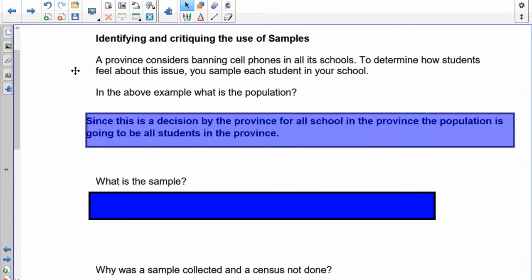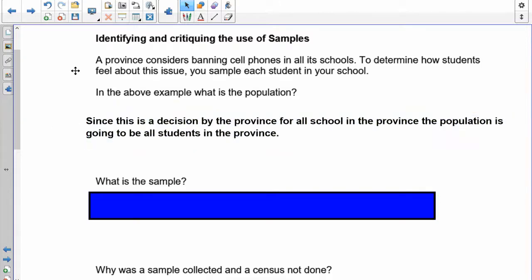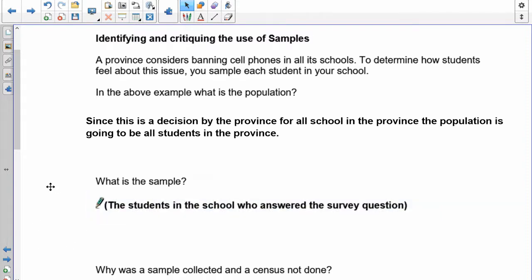Well, here we go. Since it's a decision by the province for all the schools in the province, the population is going to be all students in the province. Now, what is a sample? Pause the recording and tell me what you think the sample is in this situation. Okay. Well, since you're doing the sampling in your school, that means that the sample is everybody you ask in that school.